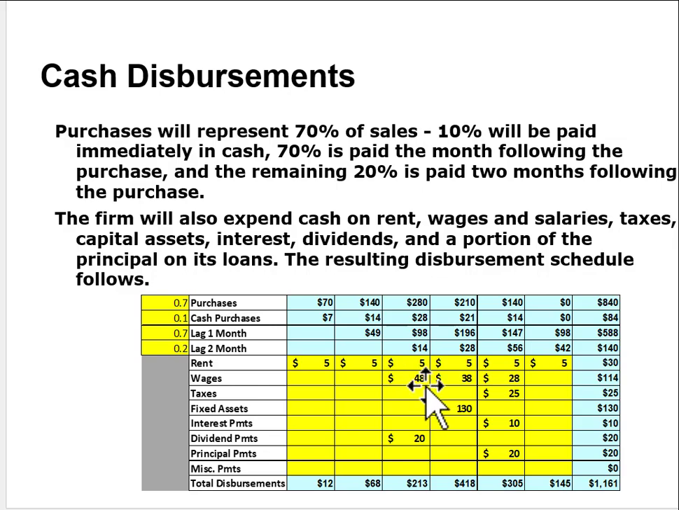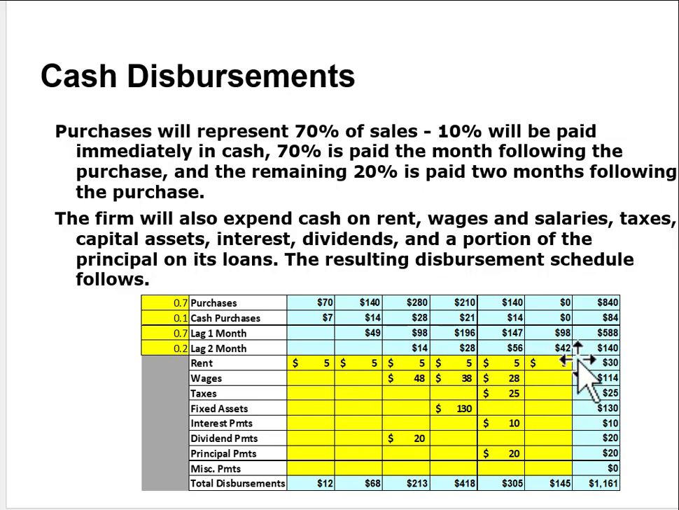Wages, we're going to make wages payable these months, 48, 38, 28. We're going to buy some plant and equipment. We're going to have to pay taxes, right? We're going to pay dividends, right? All of these expenses we predict we're going to have to pay. And I would reckon that most of them, principal payments, dividends, interest, fixed assets, these are known. You know what these are going to be.